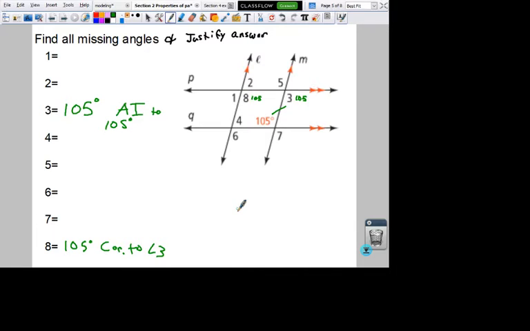Alright, angle 8 and angle 4 are same side interior, which means they're supplementary. What does supplementary mean, Caleb? They were 180, right? Which means 105 plus angle 4 equals 180. What is angle 4 then, Caleb? What do you think?